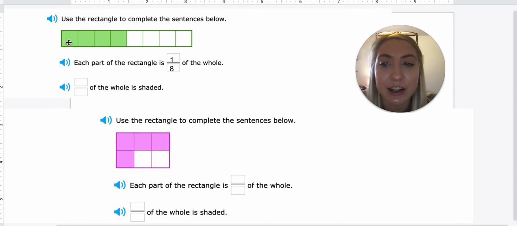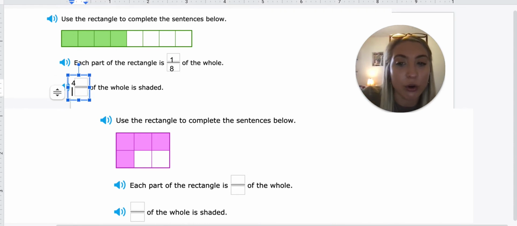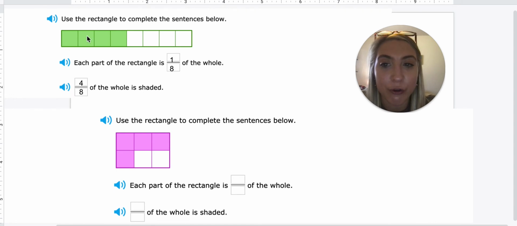How much of the whole is shaded? Remember, our top number is always how many are shaded. 1, 2, 3, 4. 4 are shaded out of how many total? We have 8 total. So 4/8 is shaded. Four are shaded out of a total of 8, but each part is only 1/8. So this is 1/8, 1/8, 1/8, and all the way down.